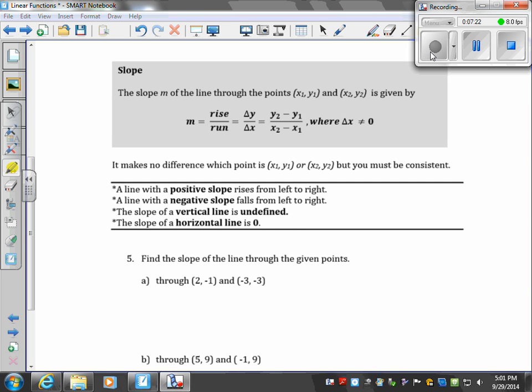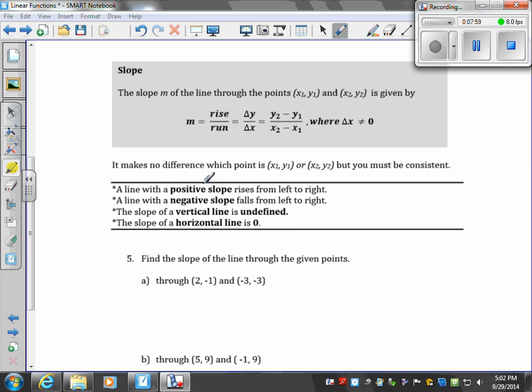The next concept we're going to talk about is slope. And slope is the steepness of our lines. And it's given by, if you're given a graph, we usually calculate the rise over the run. This is delta y over delta x, and it just means change in y over change in x. This is our most often used format. It's given 2 points, and we use our formula. And it says where delta x cannot equal 0. Okay, it makes no difference in which point you call x1, y1 or x2, y2, but you must be consistent.